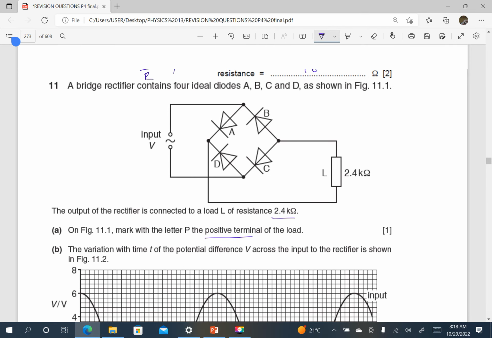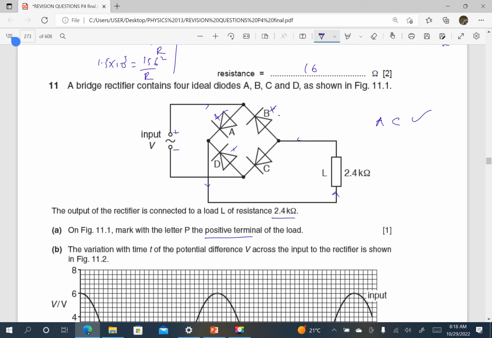So let's move around the circuit. When this terminal is positive and this is negative, current is flowing like this. This cannot conduct, this one conducts. So current is taking this route. It can't take this route, so it will take the lower route and enter from the bottom. Then it can't take this side of B because it will be going back to high potential, so it goes through C and back to A. So in the first half cycle, it is A and C which are conducting.